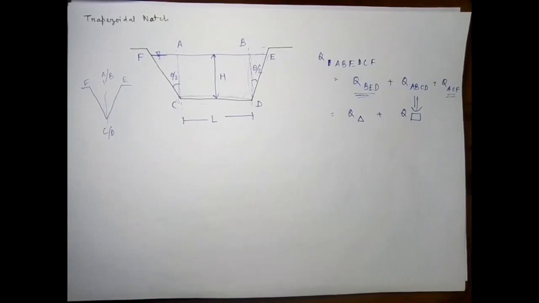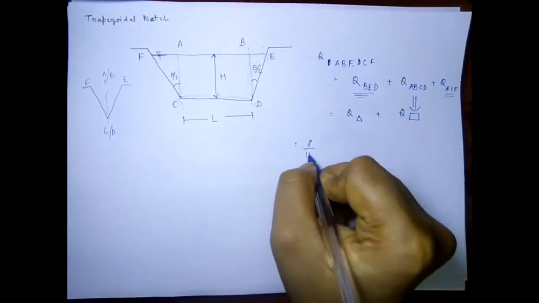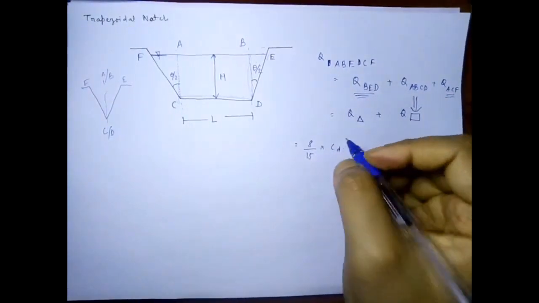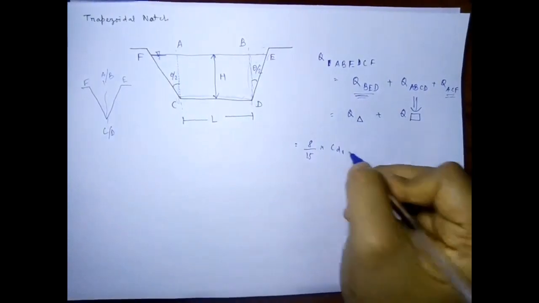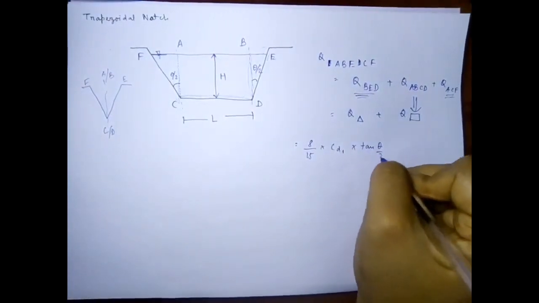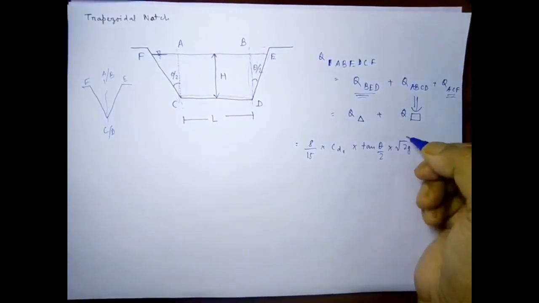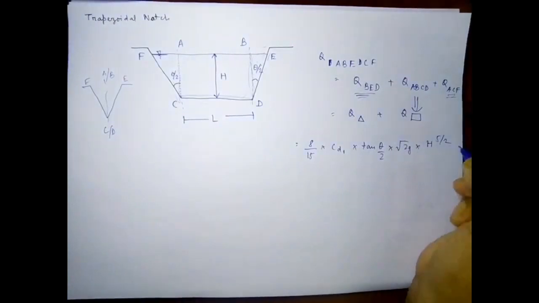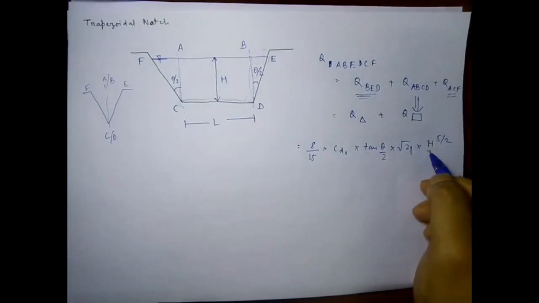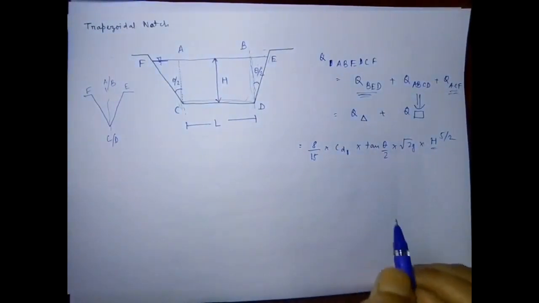The discharge from the triangular notch is equal to 8 by 15 times CD1 times tan theta by 2 times root 2g times h to the power 5 by 2. H is common for both rectangular and triangular notch, so I have only one H. CD might be different, that's why I am writing CD1.